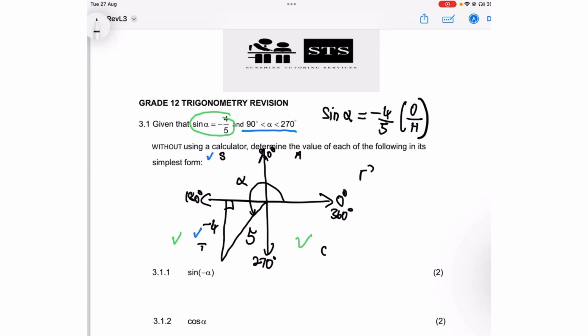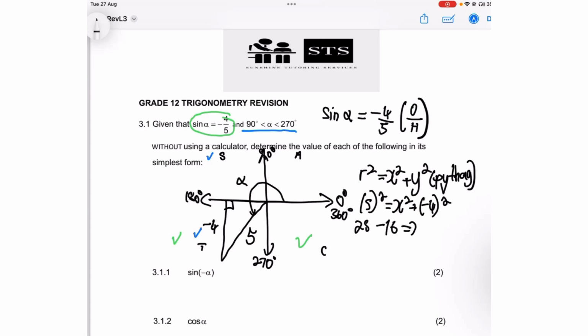So what we have here is r squared is equal to x squared plus y squared, and this is Pythag. Now, we say we have 5 squared, which will be x squared plus -4 squared. So this is 25 minus 16 is equal to x squared. So 9 is equal to x squared. Square root. X can either be negative or positive, but because this is in the third quadrant and x is negative there, you're going to say it's -3.